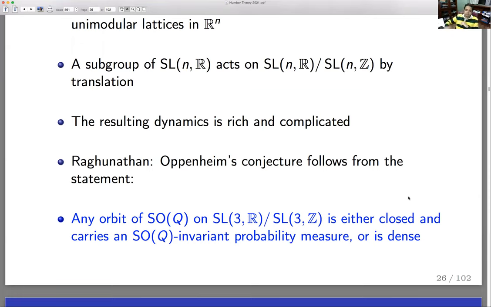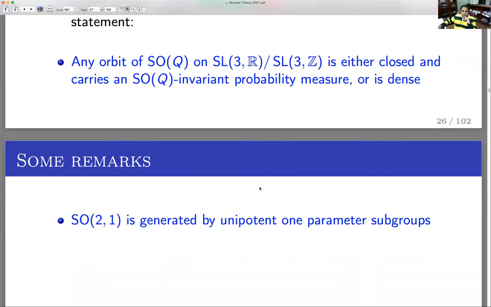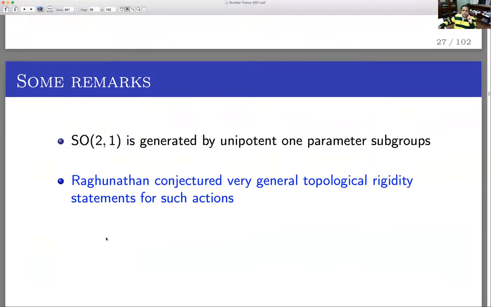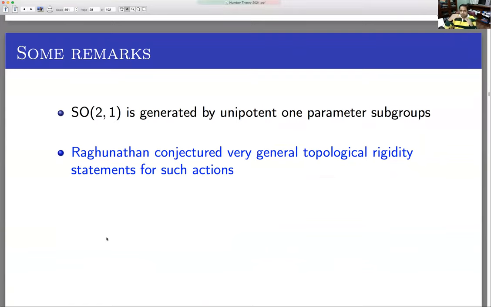So what does this have to do with quadratic forms? Let's try to understand how this is connected. All right, so the point, in this particular case, is that the orthogonal group is a conjugate of a group generated by unipotent one-parameter sets, right? So it's basically, this group is essentially SL_2(R), generated by upper triangular and lower triangular matrices. And so the conjecture that Raghunathan made for the orthogonal group was quickly generalized to a very general rigidity statement for actions of groups generated by unipotent groups.